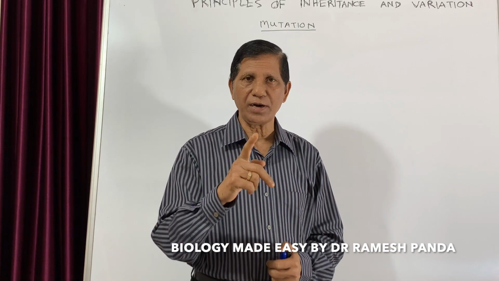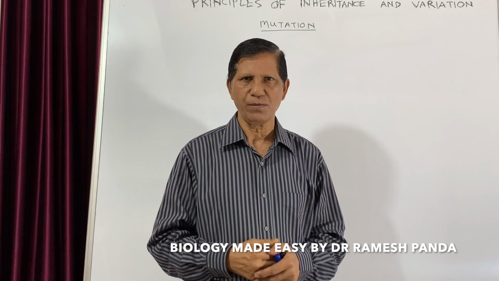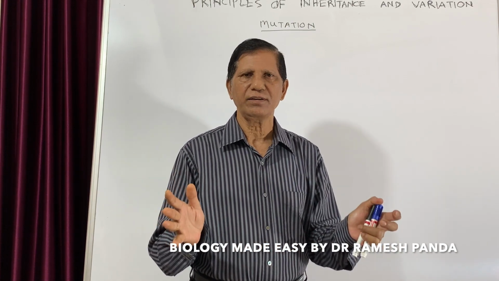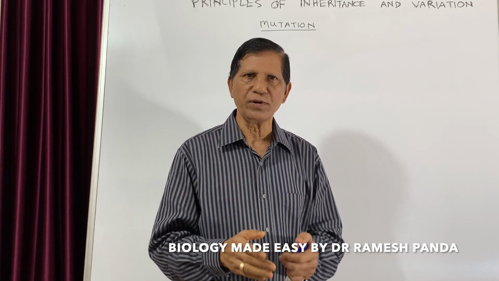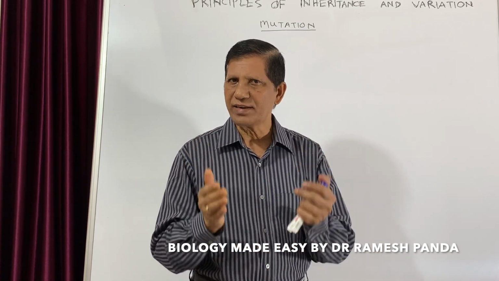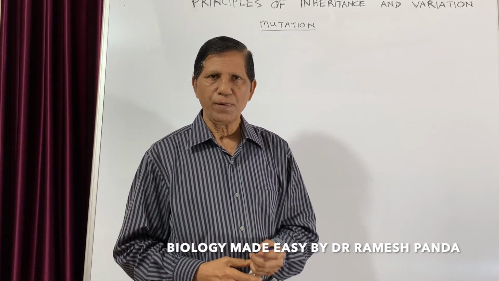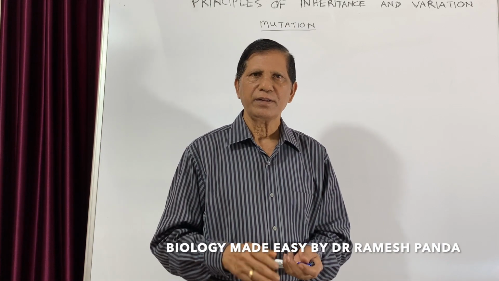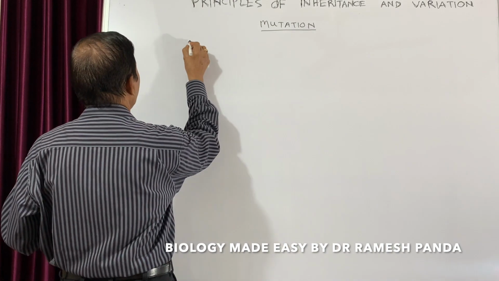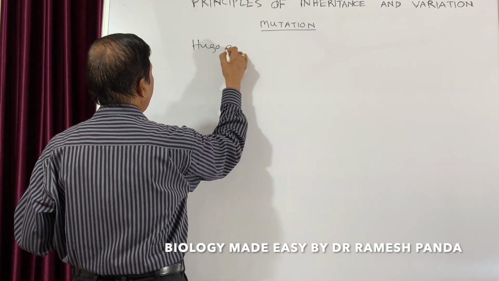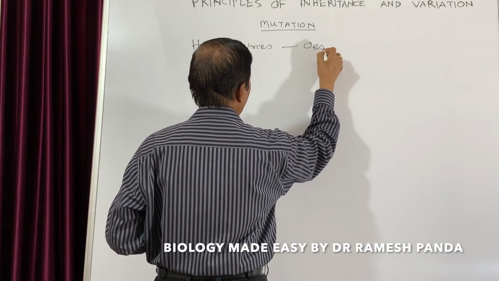And another important thing, mutation is the source of all types of variations. When we don't get a variation, then we can go for mutation. And by mutation, we can get variations, and these variations are the raw materials for evolution. So today we'll discuss about this mutation. The term mutation was first coined by Hugo de Vries when he worked on Oenothera lamarckiana.